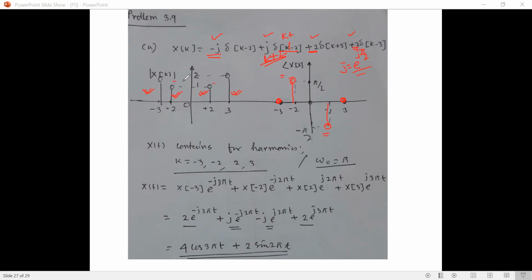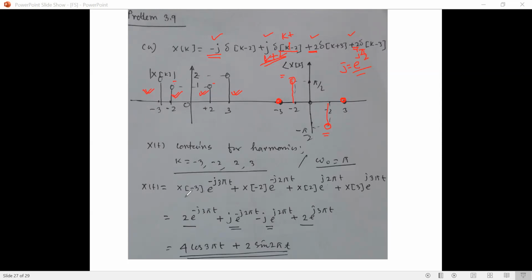Then how many values of Xk do we have? We have 4 values of Xk. Then how many terms will be present in our Fourier sum? Only 4 terms are present. We do not have anything for k equal to 0. That signifies that this signal may be an odd signal.